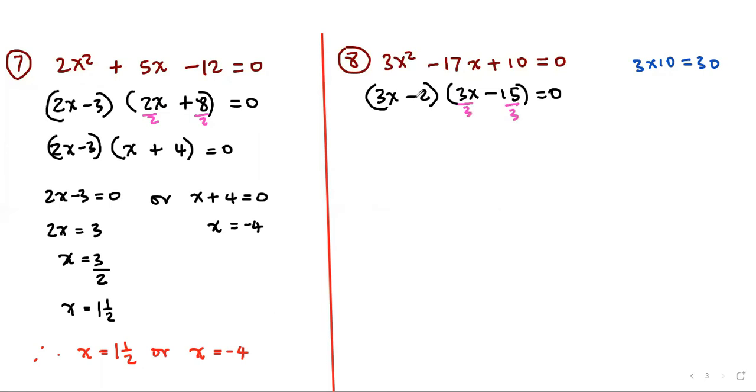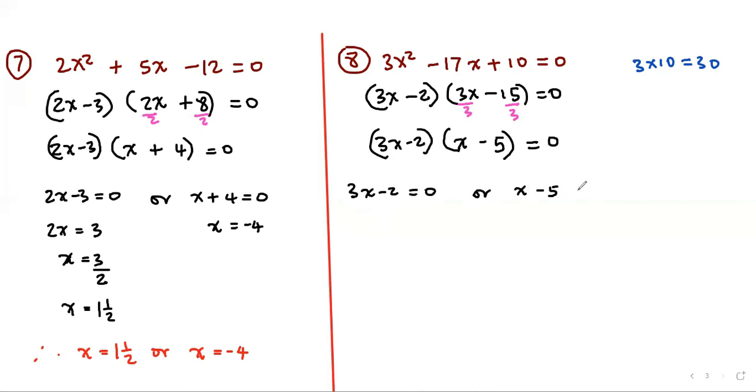So when we do that, remember this is still 3x minus 2. And then 3x divided by 3, we get x. And 15 divided by 3, we get 5. So that will be factored to become x minus 5. And remember, this is equal to 0. So now we can say that since we have them already in factored form, this takes us back to example 1 where we began from. So this will be 3x minus 2 equals 0, or x minus 5 equals 0.